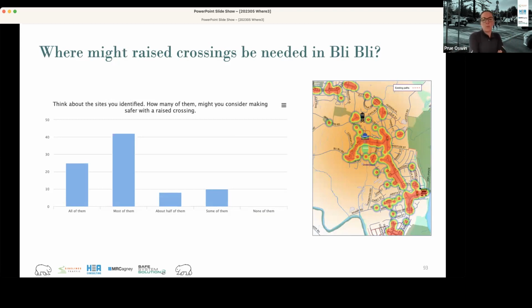What did we think? So when we identified sites, we said all of them, most of them, about half of them, or some of them. So most of them was generally the response. And I think that's good. I think that's a great place that we can be starting. All of them, that's ambitious, but go for it.